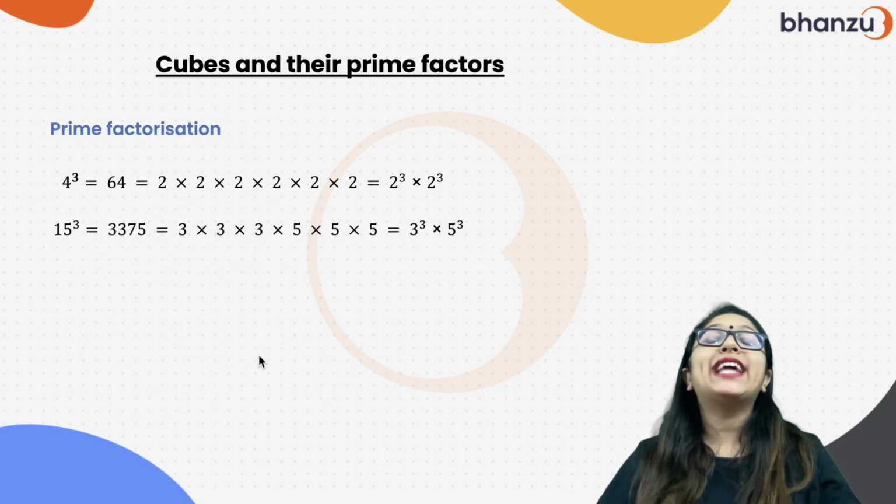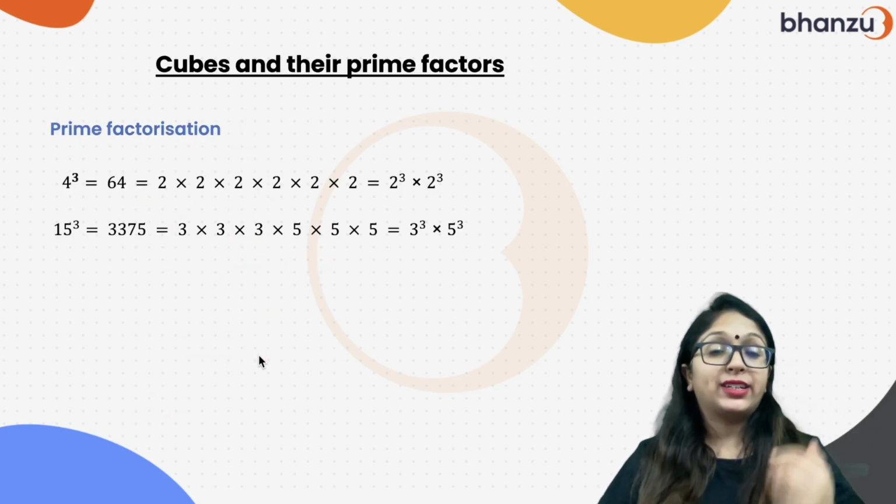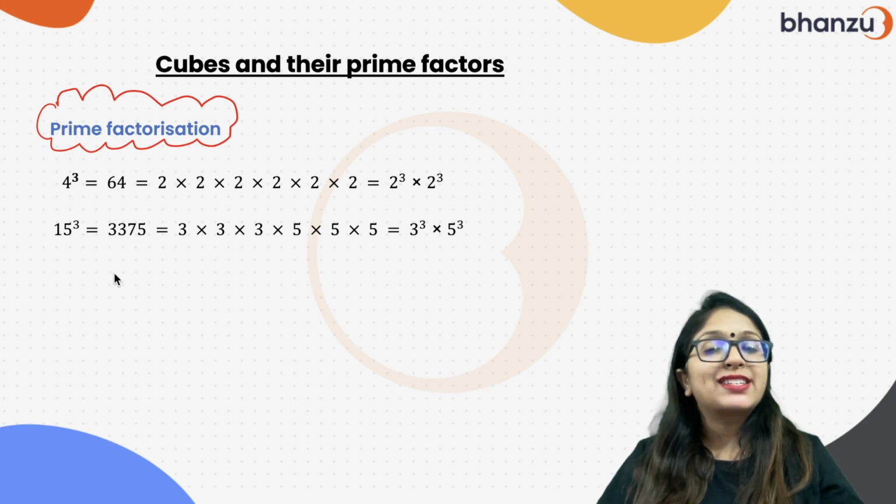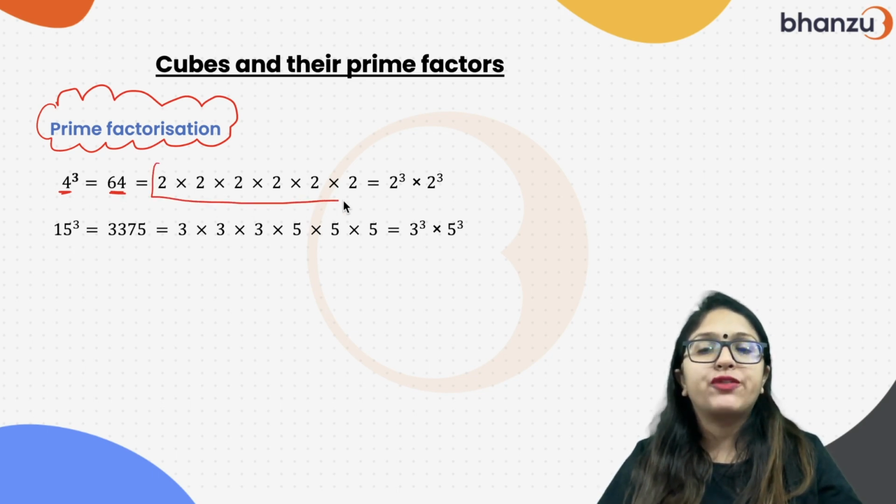Okay, let's go ahead, and it says the cubes and their prime factors. Now we will be talking about the prime factorization. You remember we learnt it in the last chapter. How can we do the prime factorization? Yes. Now 4 cube is actually 64. Now we will be looking at the prime factorization of 64. Okay, when you solve it, this is what you are going to get.